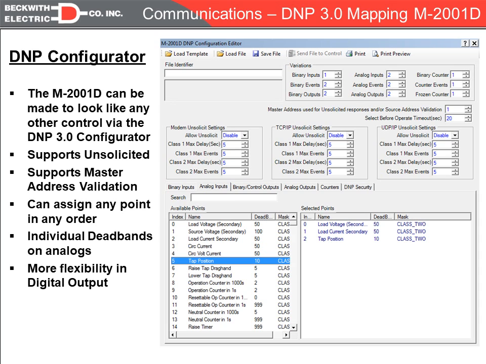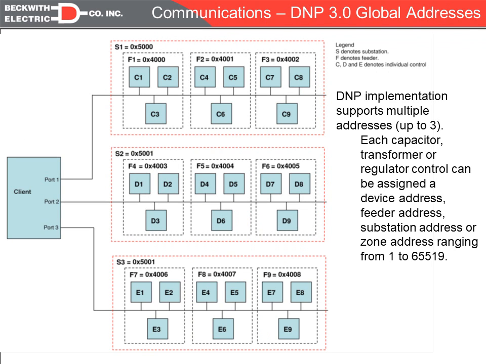When we're done, we also have the ability to do a print preview and a print, which is very nice for hardware documentation. As you can see up here, this is where we would enable unsolicited if we were to use it. And right here is where we would put in the master address if we were going to do source master address validation. So, much more flexibility in the DNP mapping.